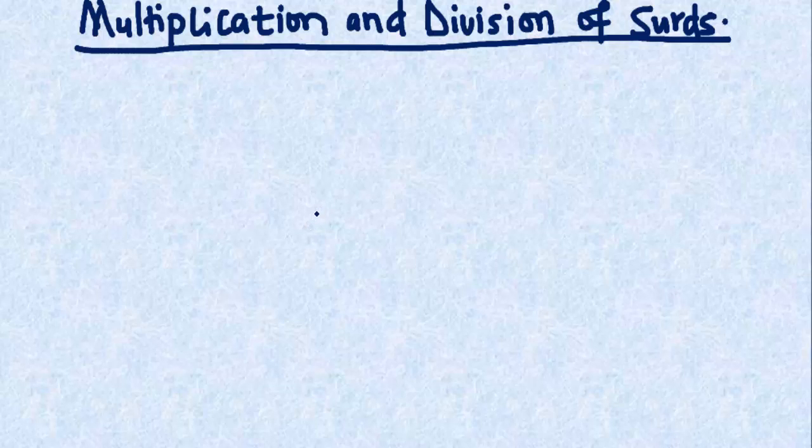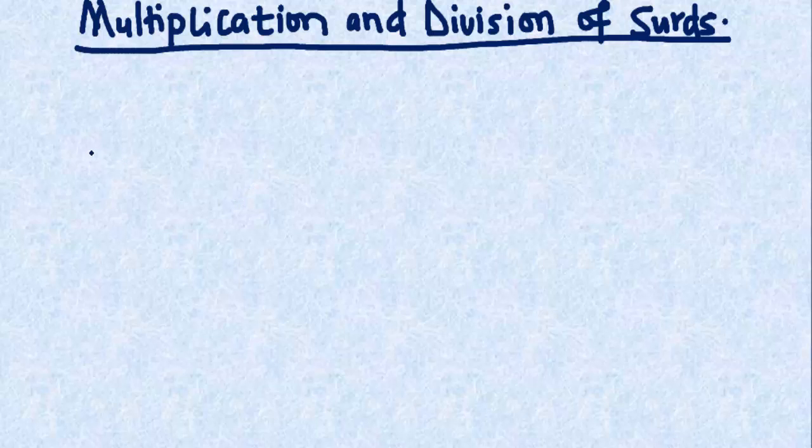In this tutorial, we are going to look at the fastest way to multiply or divide surds. So let's get started. On the basis of multiplying surds, numbers outside the surd multiply numbers outside the surd, and the numbers inside the root also multiply numbers inside the root.